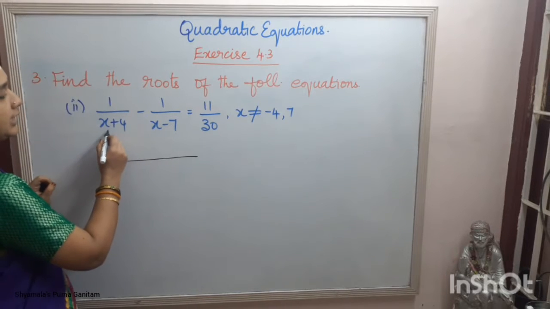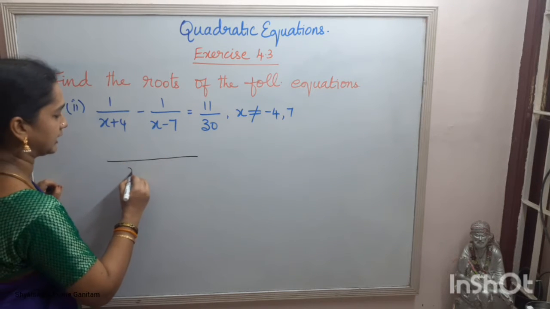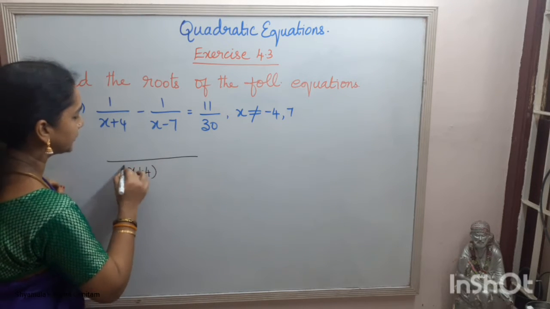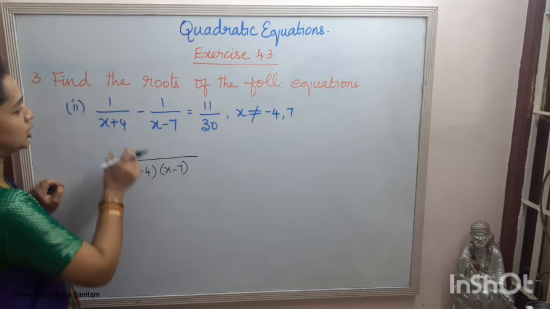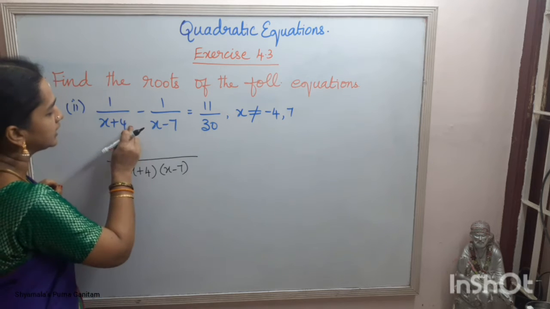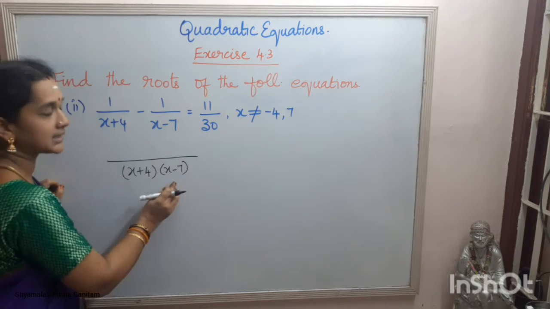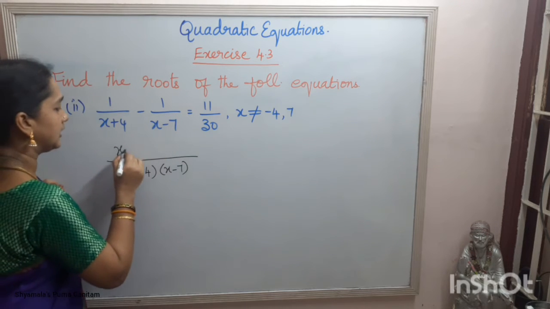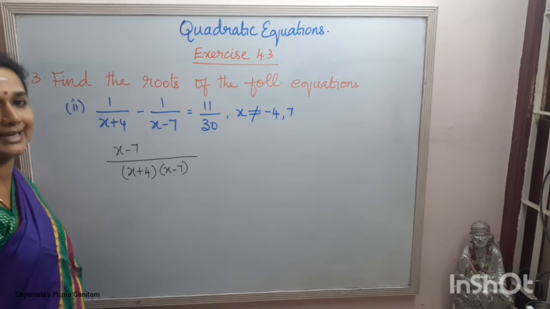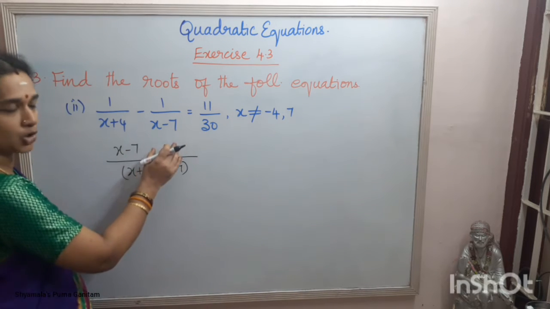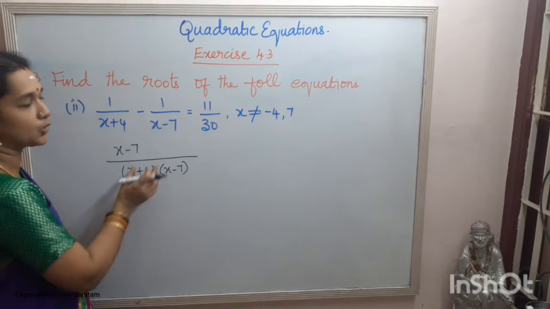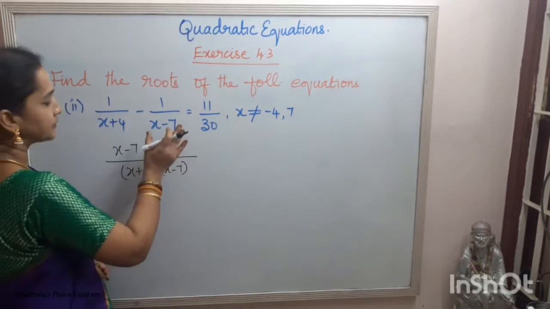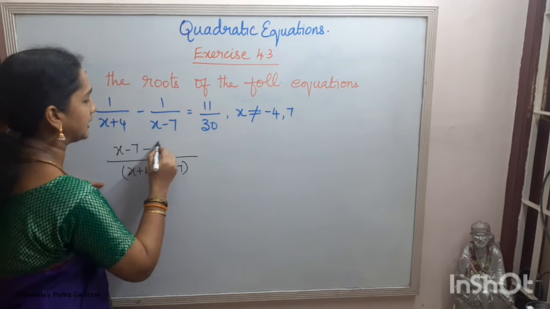So the LCM we will get is x plus 4 into x minus 7. So if you take LCM for this, already x plus 4 is there. When you multiply it by x minus 7 only, you will get the LCM, so the numerator is x minus 7. Same thing here also. Already x minus 7 is there. When you multiply it by x plus 4 only, you will get the LCM. So that x plus 4 has to be multiplied here.